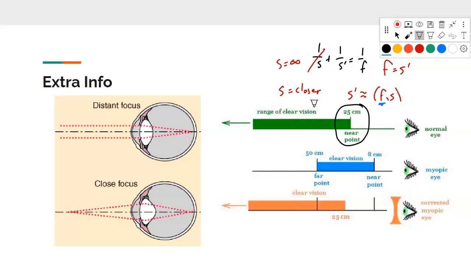That's the goal by adding that extra diffracting lens. And then the situation is reversed for hyperopia. So for hyperopia, you can see from infinity to some near point, but your near point is significantly farther away than a typical person's.